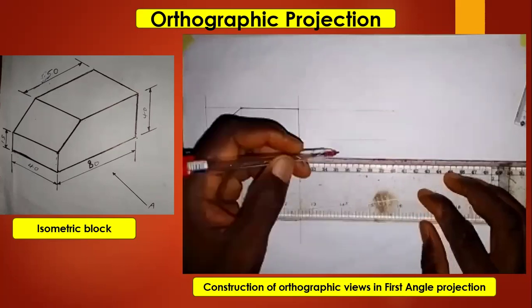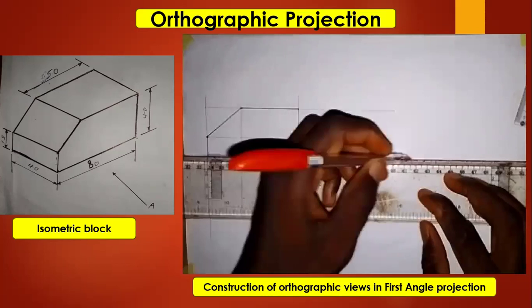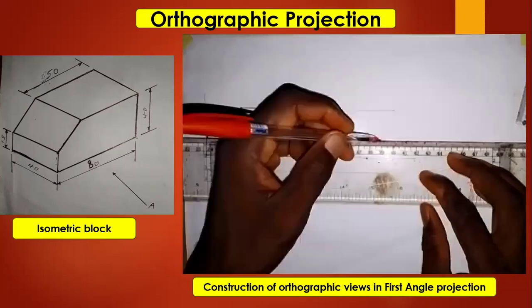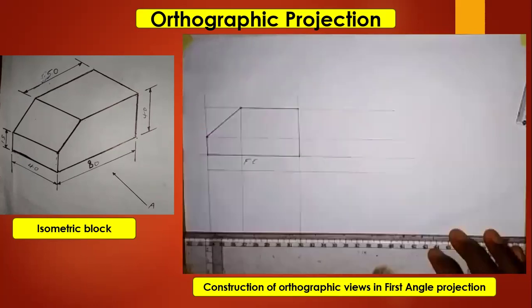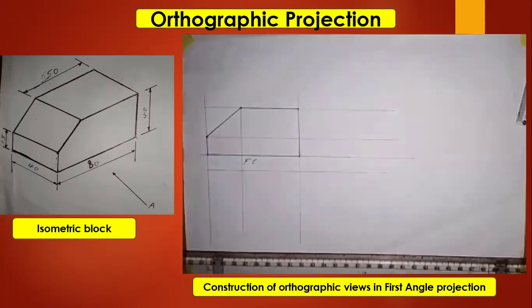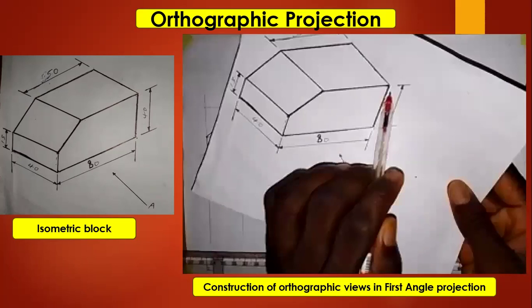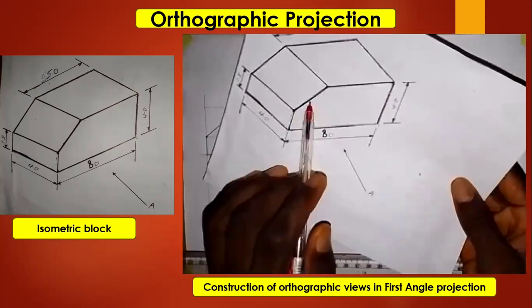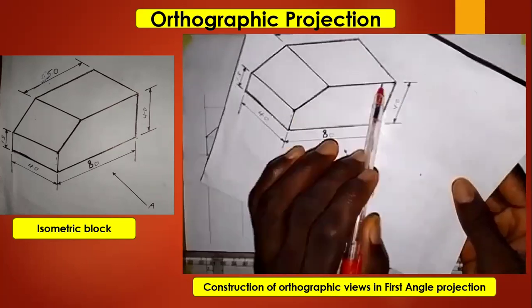So that's the purpose of doing that. Okay. So I will also extend this horizontal line a bit like this. All right. So now the distance that we have from here to here is the distance from here to here and also from here to here on the top view. So we are not taking the length again.